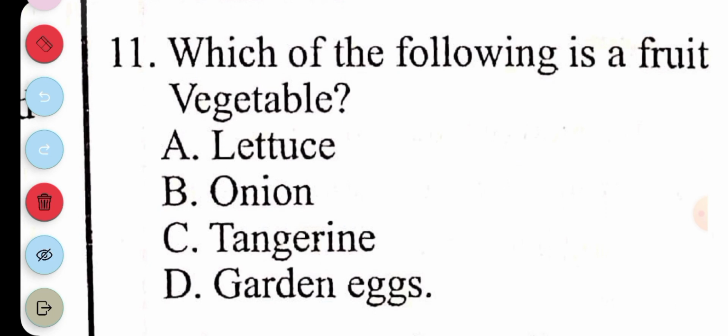Question number 11. Which of the following is a fruit vegetable? A, lettuce; B, onion; C, tangerine; D, garden eggs. The correct answer to this is D, garden eggs.